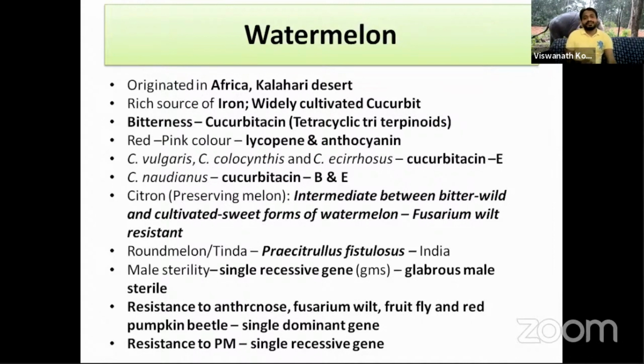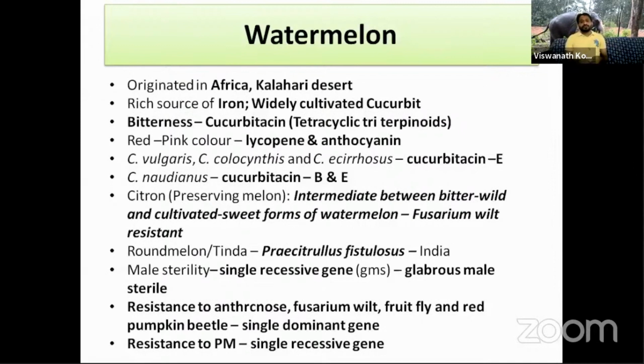Male sterility in the watermelon is glabrous male sterile, a single recessive gene. I told you in the very beginning, when you cross a male sterile plant with a heterozygous male fertile plant for its maintenance, the resulting population will have both male sterile and male fertile plants. So we have to identify the male sterile plants at the vegetative phase from the mixed population, so we should have a marker. So this glabrous male sterile has the male sterility linked with the glabrous leaf character. So wherever glabrous leaves are present in the population, that plant is a male sterile plant. We can easily identify.